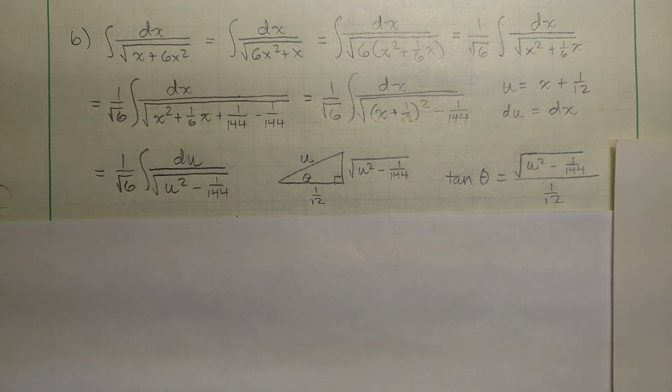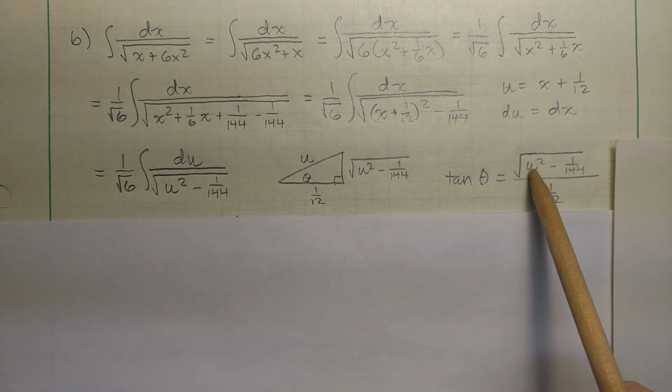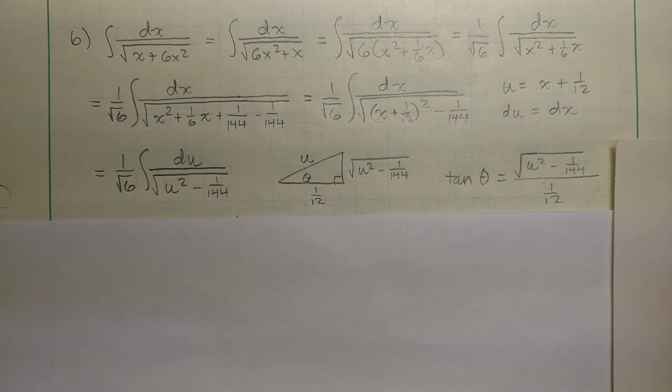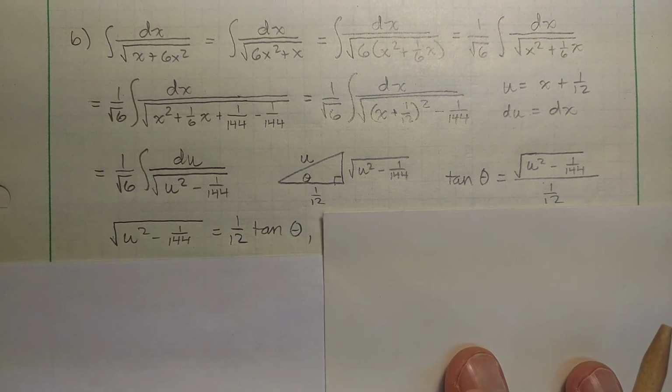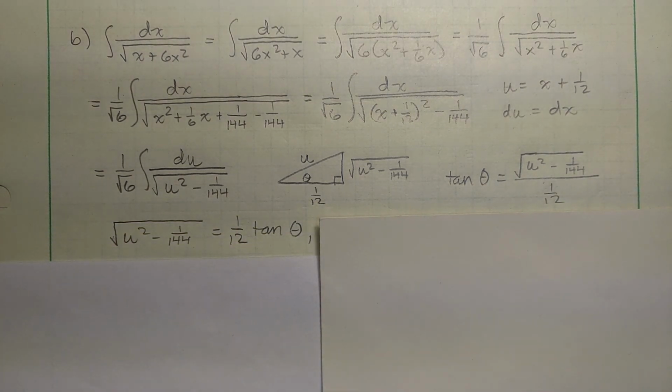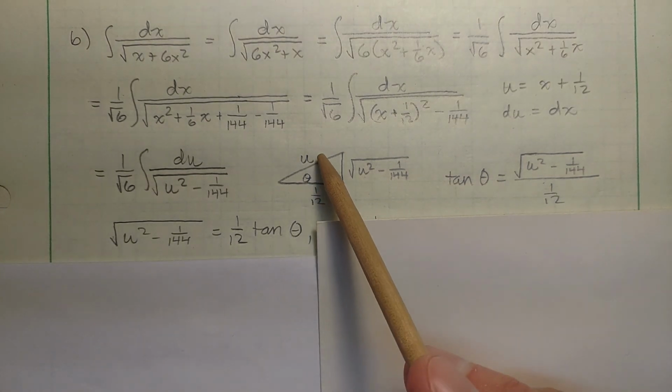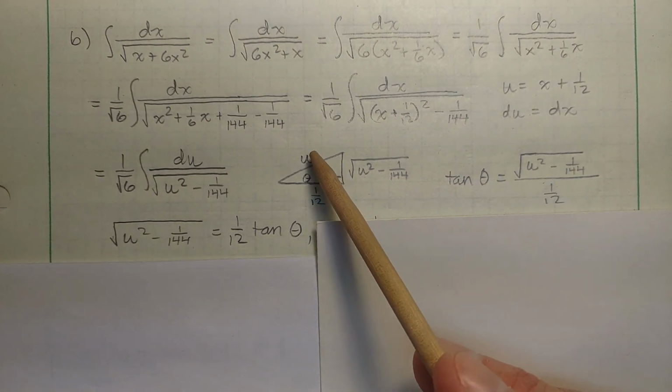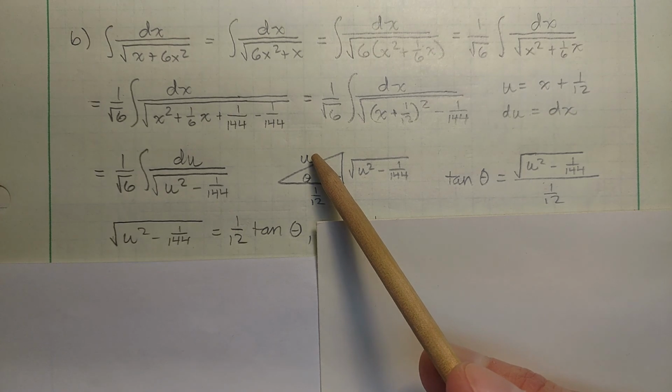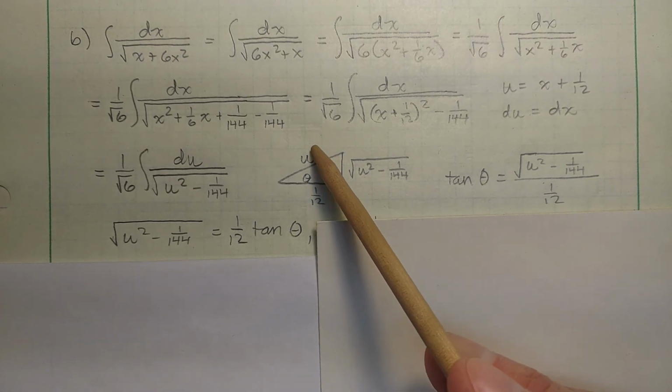the square root of u squared minus 1 over 144, over 1/12. So if I want to get this by itself, I will multiply both sides by 1/12. So I will get that square root is equal to 1/12 tangent of theta. And I'm also going to have to know what u is, so I can get my du. Remember, I'm trying to change it all in terms of theta.